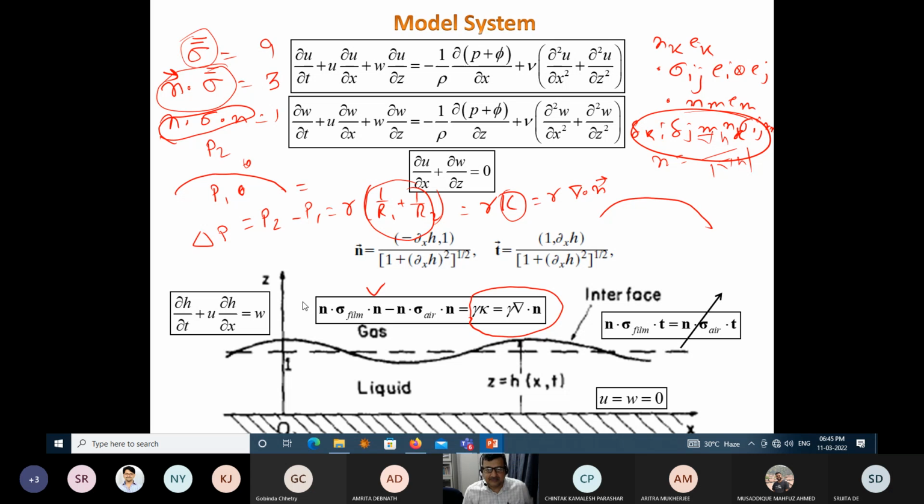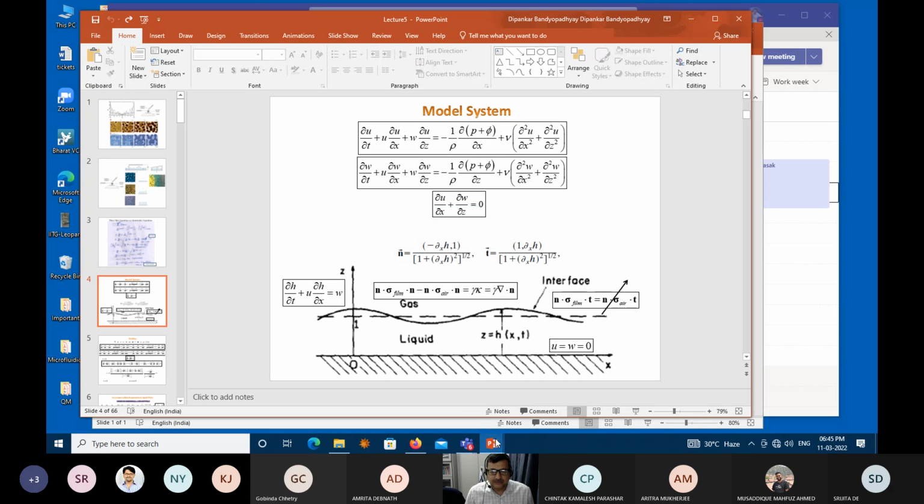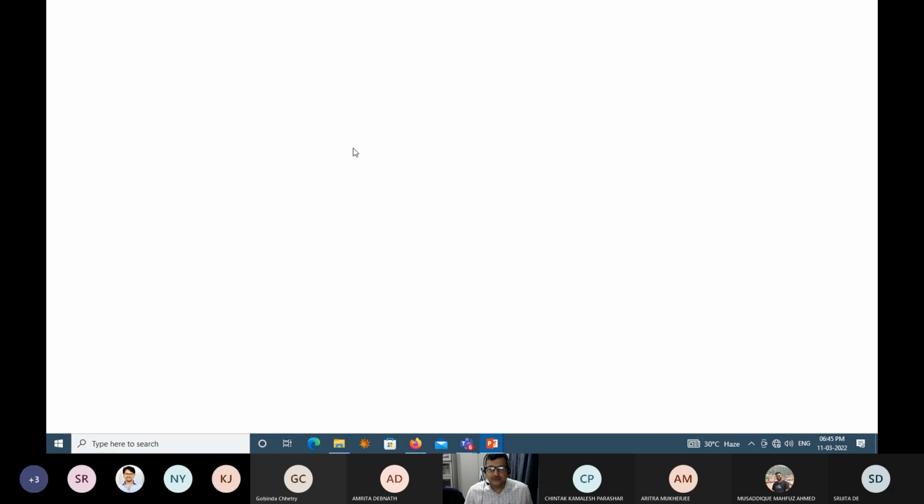What am I doing here actually when I'm doing this operation? Sigma has how many components? 9 components, right? Now when I'm taking sigma dot n, or n dot sigma, which are the components that I'm taking? If I take n dot sigma, among these 9, which are the 3 remaining?